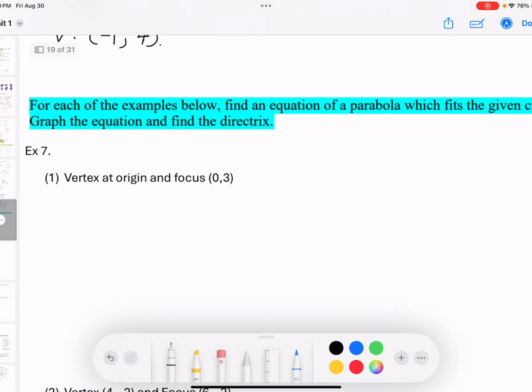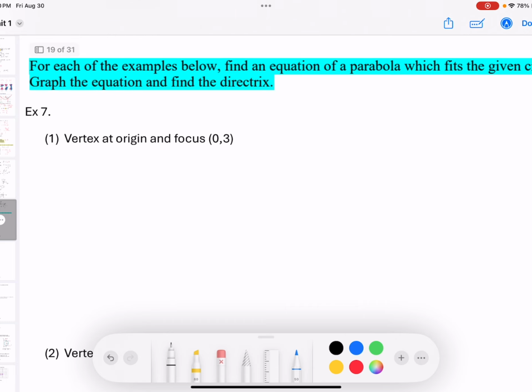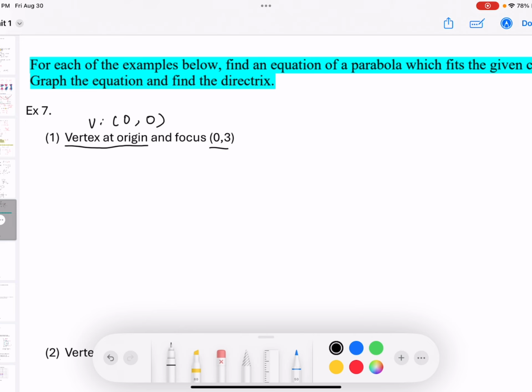For each of the examples, find the equation. For now, we don't have the equation; we're not graphing with the equation. We want to find the equation and then graph it. Find the directrix and maybe all of the information, including the focus, vertex, and everything. Okay, let's see this one. Vertex at the origin. That means my V is (0, 0), and the focus is (0, 3). Let's put the information on the xy plane.